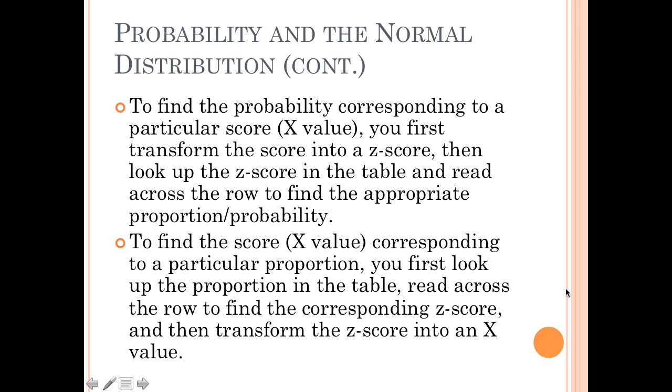So to find the probability corresponding to a particular score, or x value, you first transform the scores into z-scores, then look up the z-score in the table and read across the row to find the appropriate probability or proportion. To find the score, x value, corresponding to a particular proportion, you first look up the proportion in the table, meaning the tail, right? And then read across the row to find the corresponding z-score, and then transform the z-score back into an x value.